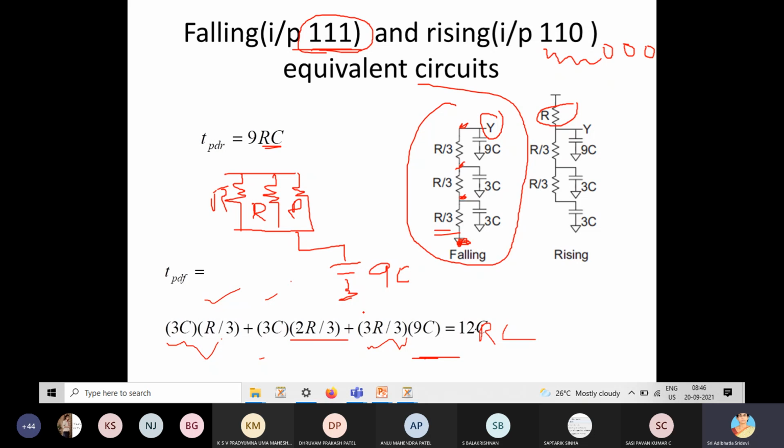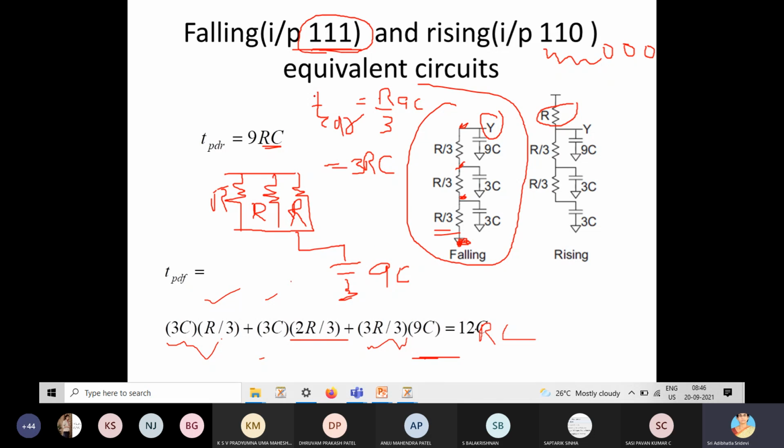Then what is the rising delay here? What's the resistance? R by 3, right? Resistance R, 3 R's in parallel. So the resistance is R by 3. So what's the total delay? 3 RC. The delay is R by 3 into 9C. That is 3 RC. So 3 RC is the minimum possible delay.